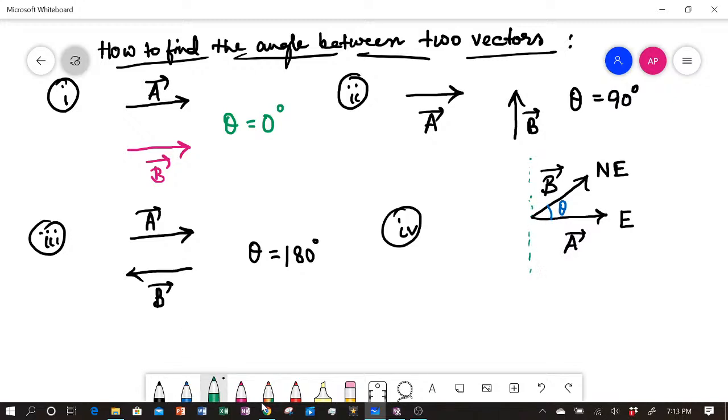So we know that this is east, this is north, this is west, and this is south, right? Okay, Ravi Shankar's answer is cos inverse AB.